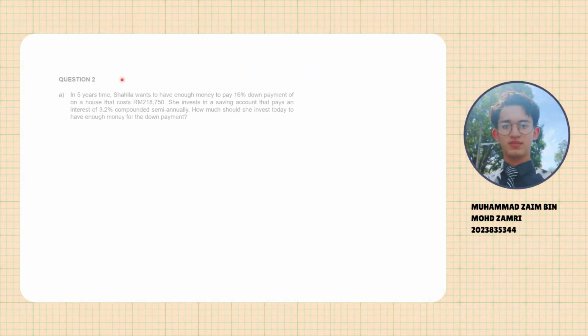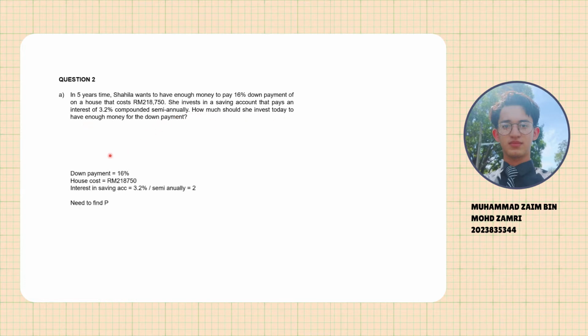So let's move on to our next question. In 5 years' time, Shahidah wants to have enough money to pay a 16% down payment on a house that costs RM218,750. She invests in a savings account that pays an interest of 3.2% compounded semi-annually. So how much should she invest today to have enough money for the down payment?